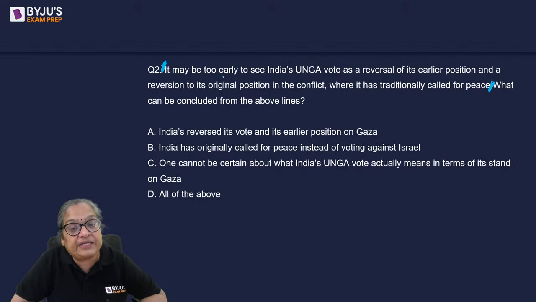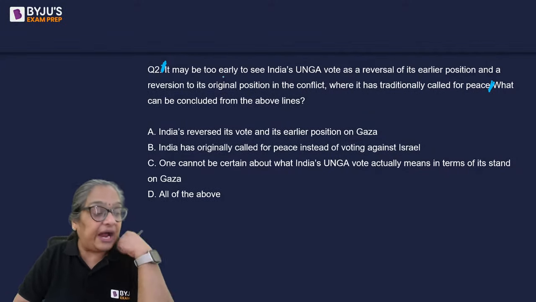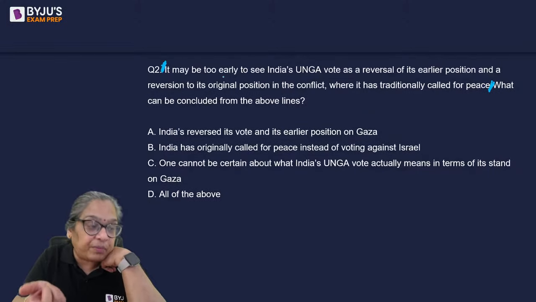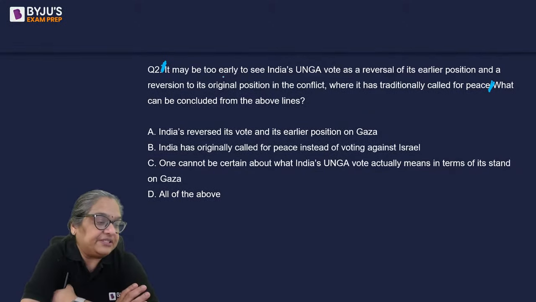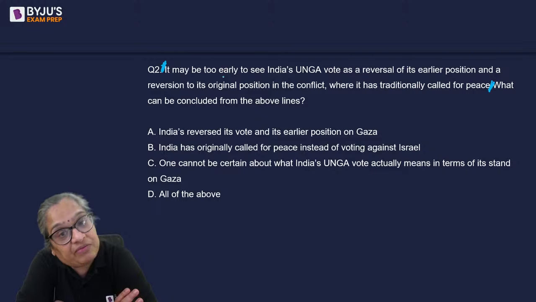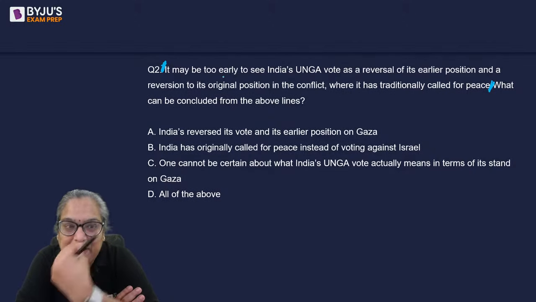India reversed its vote and its earlier position on Gaza. India has originally called for peace instead of voting against Israel. One cannot be certain about what India's UNGA vote actually means in terms of its stand on Gaza. Or A, B, or C, or all of the above. Based on these two, what can you conclude? What can you infer? I told you in RC, inference and conclusion are the same. Conclusion seems almost like a restatement of the main point, and can go a little beyond an inference. So, which one of them? The moment you see two making sense, you know all of the above would be the right answer if more than two make sense. All right, so what's the answer for two? A, B, C, or D?